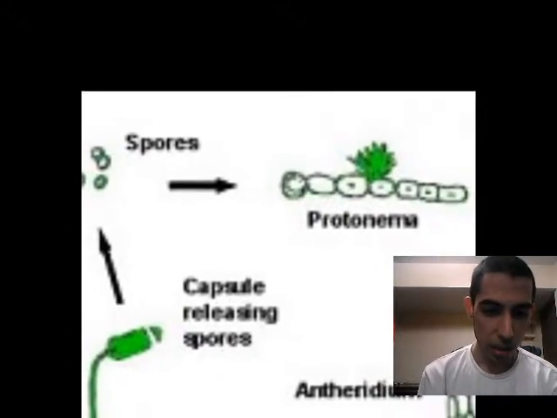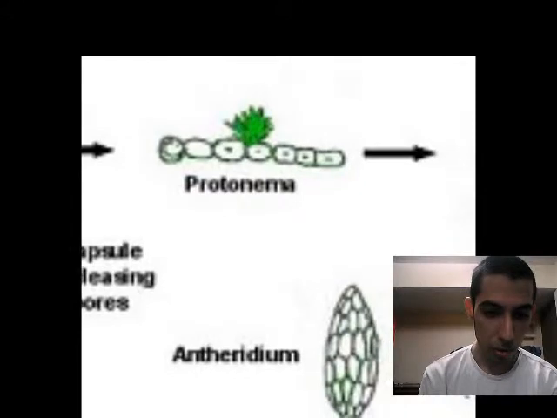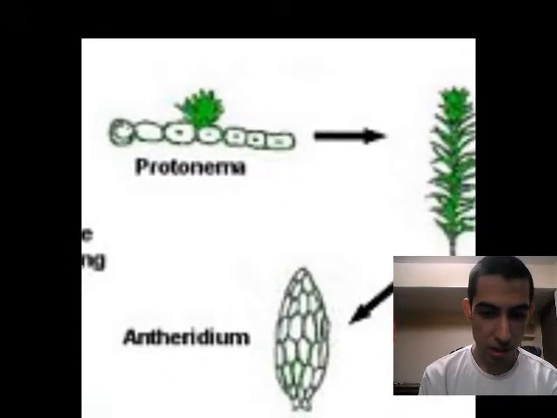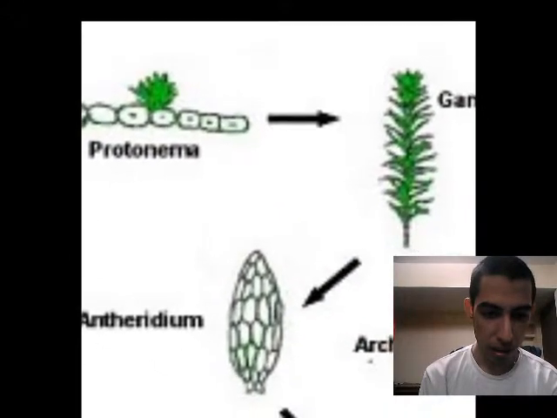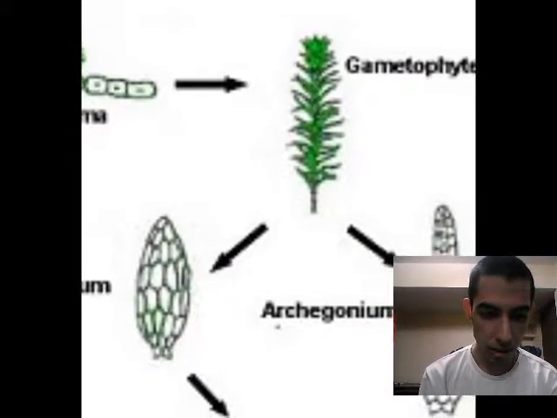Once the spores land in a moist place, each grows into a mass of tangled green filaments called a protonema. There is a strong resemblance between moss protonema and filamentous green algae. This is evidence of evolutionary change from algae.